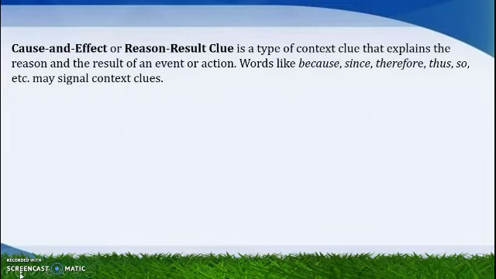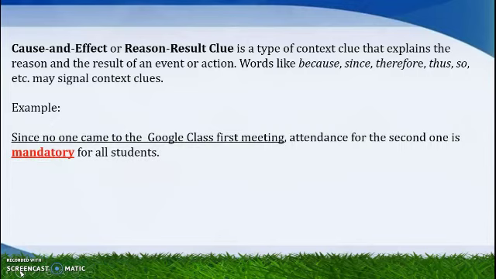Another type of context clue is the cause and effect or reason-result clue. It is a type of context clue that explains the reason and the result of an event or action. Words like because, since, therefore, thus, so, etc. may signal context clues. For example, since no one came to the Google Class first meeting, attendance for the second one is mandatory for all students.